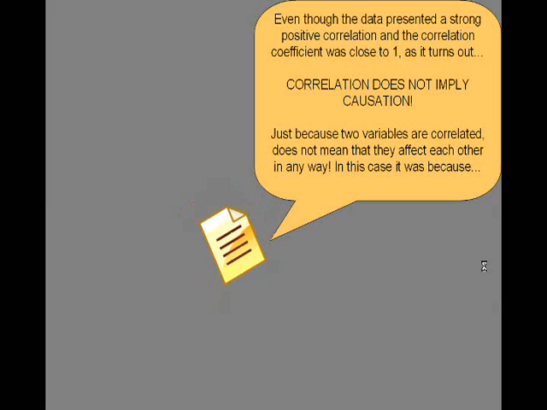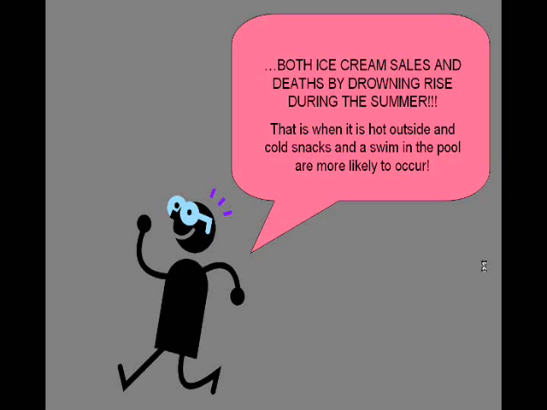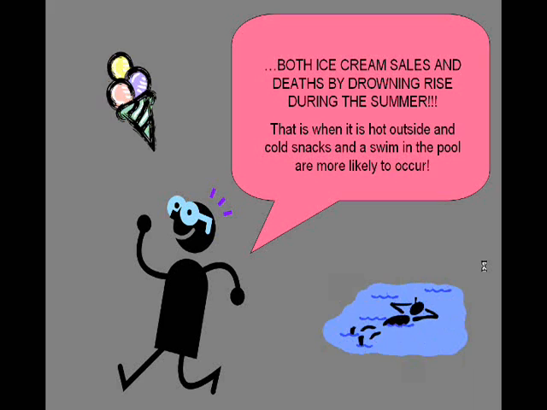Well, let's take a look at it. You've written, even though the data presented a strong positive correlation and the correlation coefficient was close to 1, as it turns out, correlation does not imply causation. Just because two variables seem correlated does not mean that they affect each other in any way. In this case, it was because both ice cream sales and deaths by drowning rise during the summer. That is when it is hot outside and cold snacks and a swim in the pool are more likely to occur. Well, that is good news indeed, and a good thing to remember.